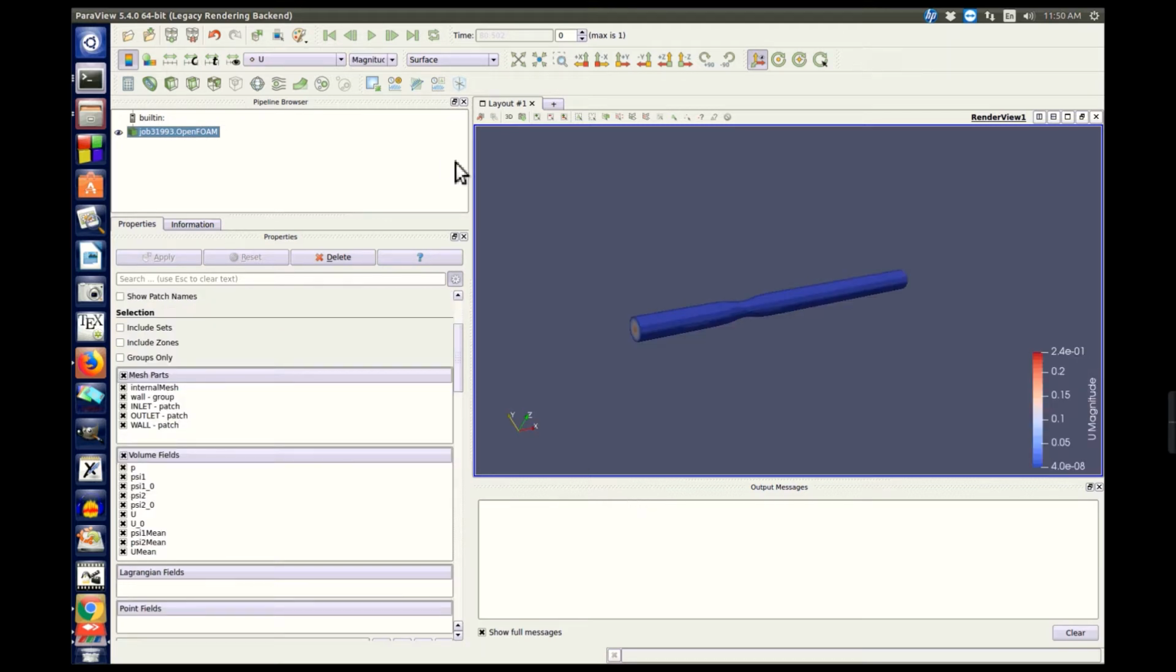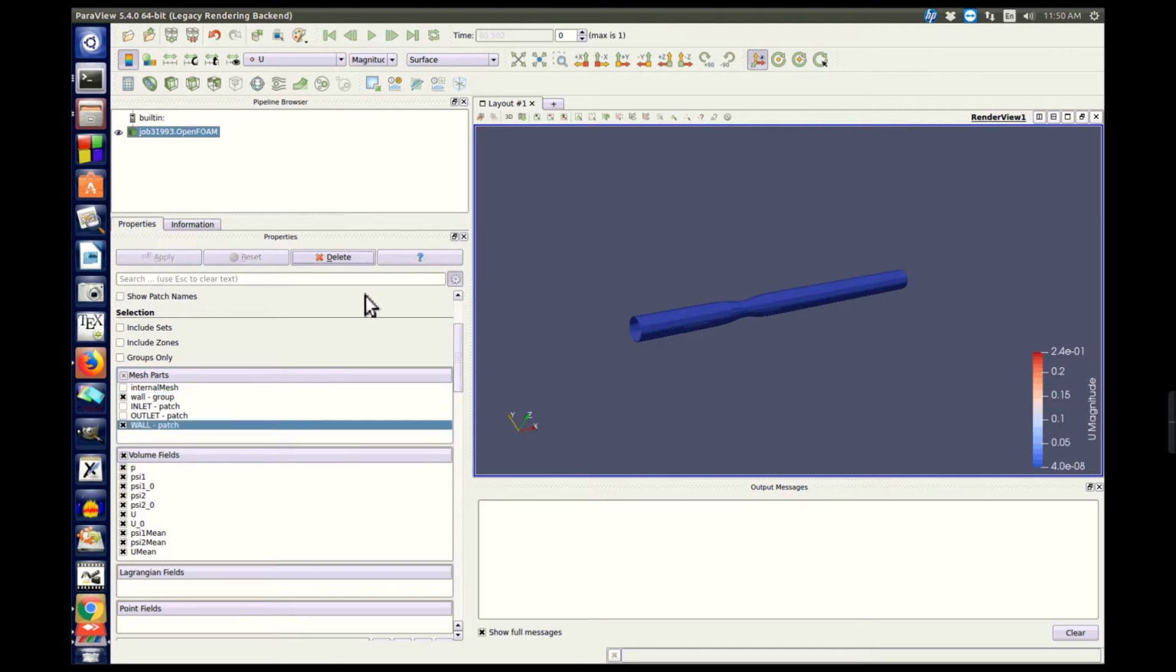Since we are just interested in the results on the surface of the cylindrical structure, we will just make the surface active. Here you can see there are different parts of the geometry. We have the internal mesh, the wall, the inlet, outlets. Since we are just interested in the wall, we'll check only the wall.